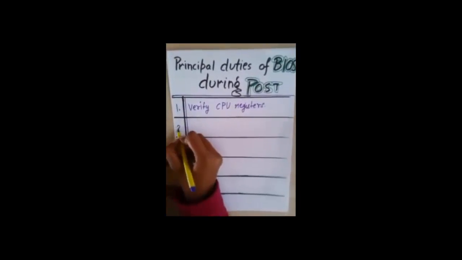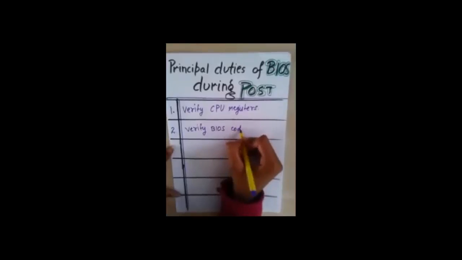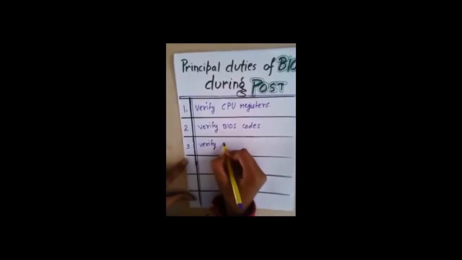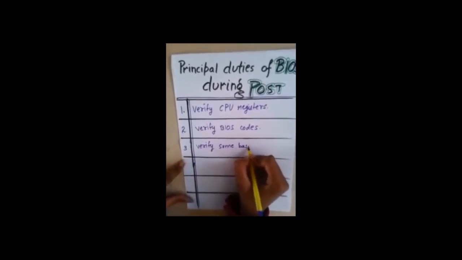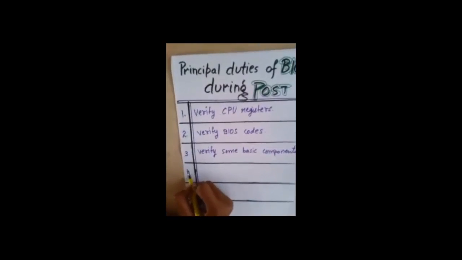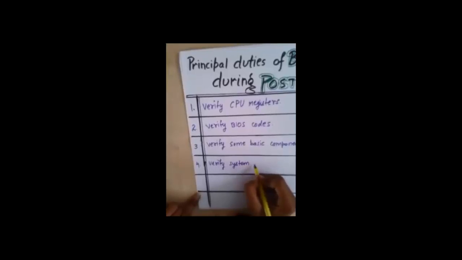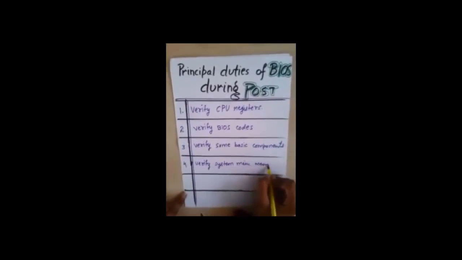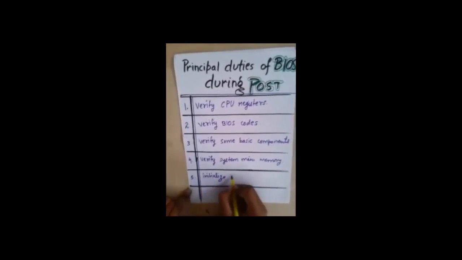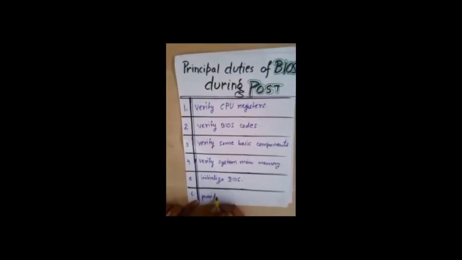First, verify CPU registers. Second, verify the integrity of BIOS code. Third, verify some basic components like DMA, timer, interrupt controller, etc. Fourth, find the size and verify system main memory. Fifth, initialize BIOS. And sixth, provide user interface.